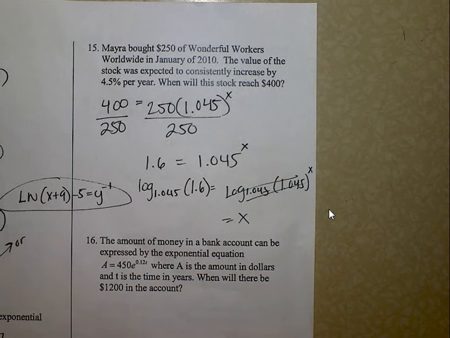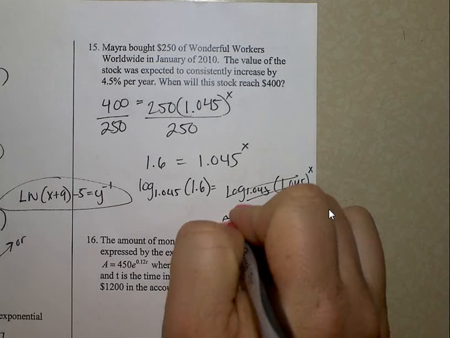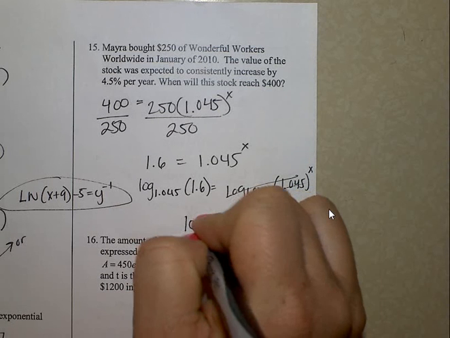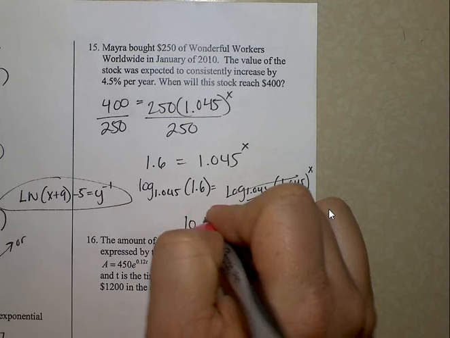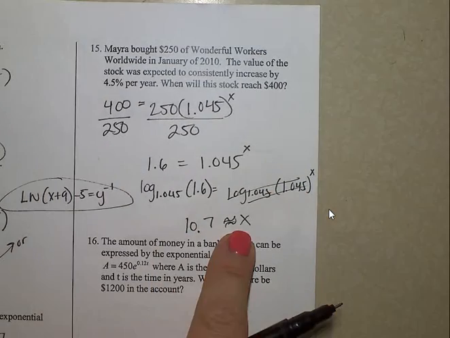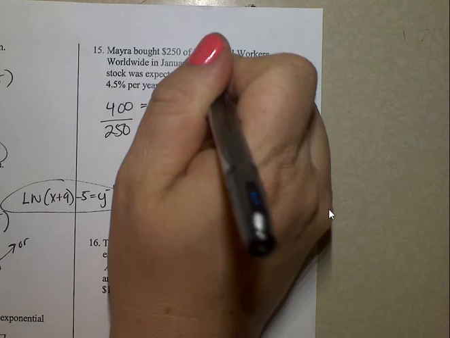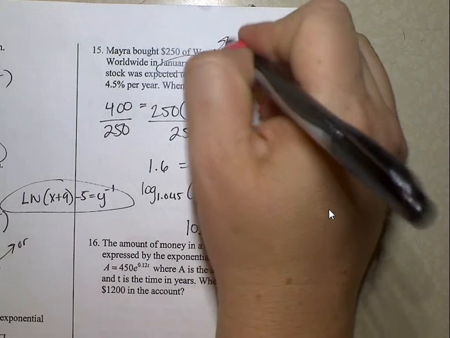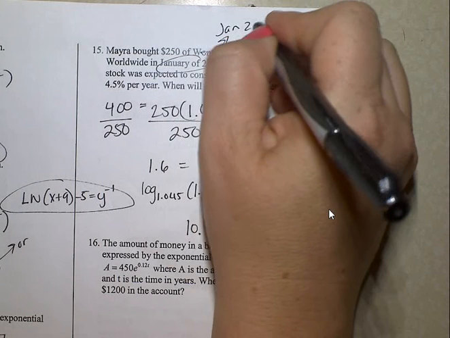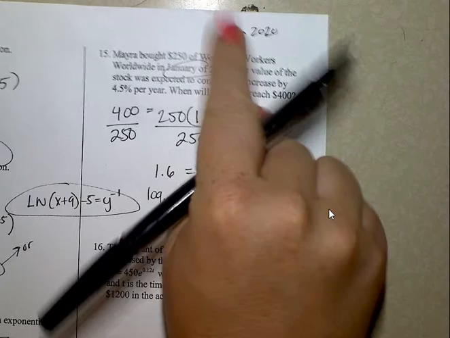Does anybody have an answer for me? Approximation? 10.7? 10.6? Something like that? Okay, so what does this mean? Well, 10 years after the beginning of 2010, this is the key, it's the beginning of 2010. 10 years later would be January 2020. But it's not exactly at the beginning. Do you see how it's midway through?